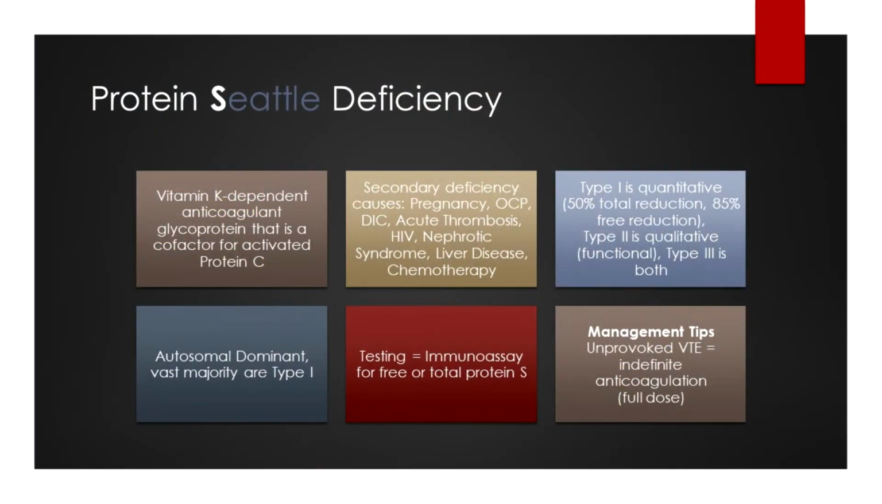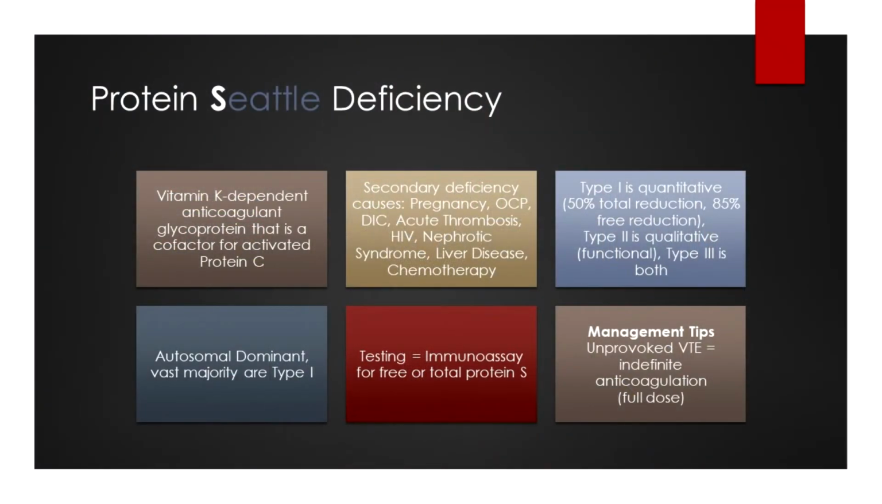Protein S is named after Seattle, where it was discovered, unlike protein C, which was discovered in the lab where it was just A, B, and C, and it's stuck with C. This, like protein C, is a vitamin K dependent anticoagulant glycoprotein, and it's a cofactor that works with protein C, so the effect is very similar. And again, like protein C, there are a lot of secondary deficiencies, and I've listed them there, very similar to protein C itself. Again, like protein C, there is a quantitative reduction, which is usually defined as 50%, and this can be measured in terms of total protein S versus free protein S.